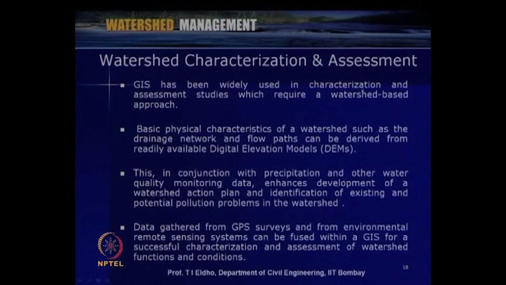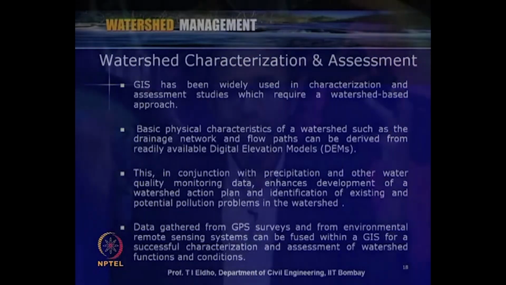Then the second aspect is that we can utilize GIS for watershed characterization and assessment. GIS has been widely used in watershed characterization and assessment studies. To characterize various characteristics of a watershed, we have already seen the topological features, geographical features, its shape, or the elevation variation. All this characterization we can study or analyze using GIS.